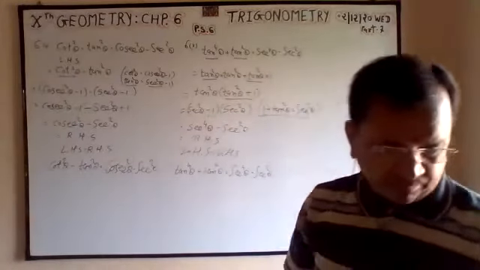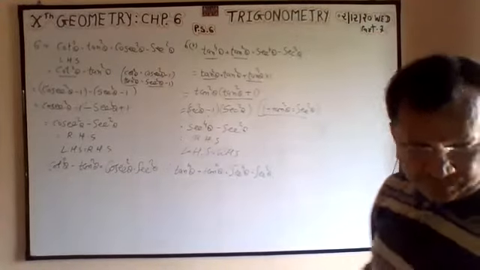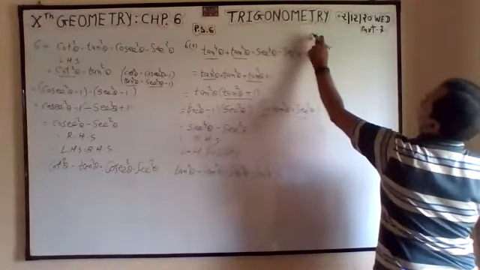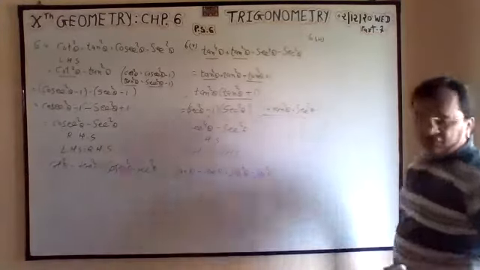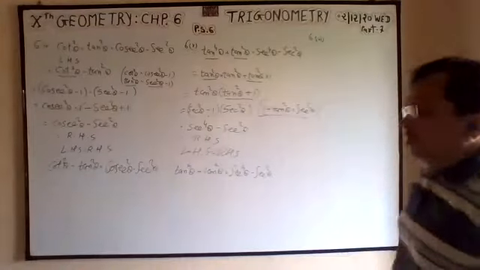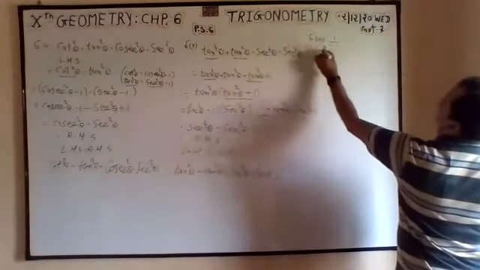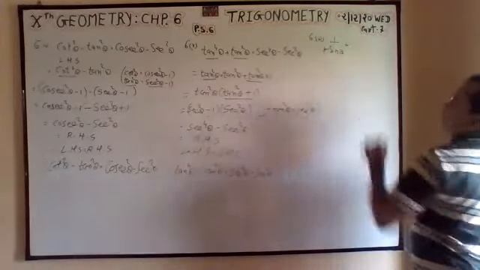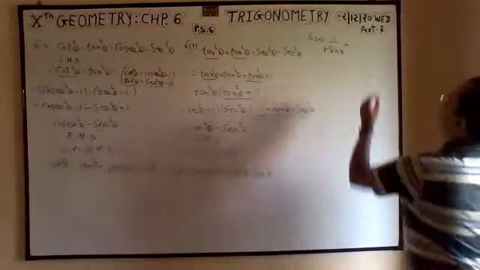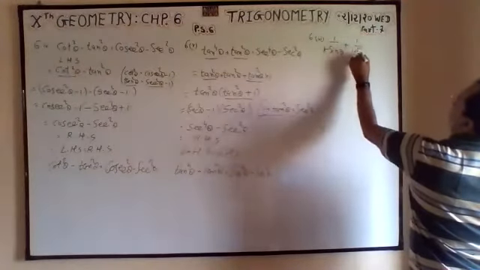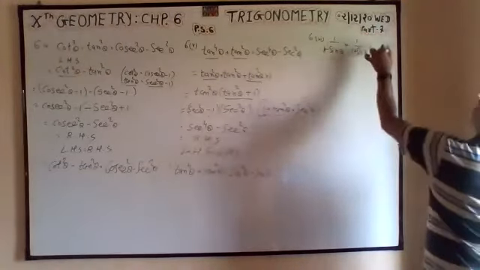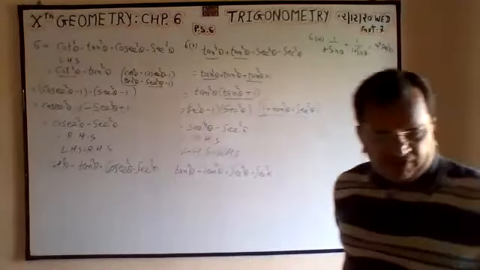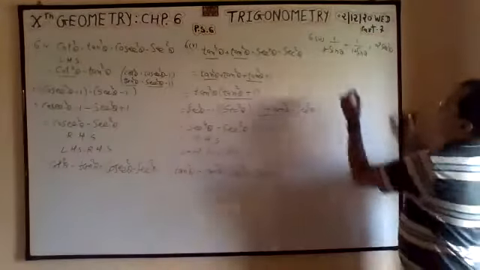Next, sixth: 1 by 1 minus sin theta plus 1 by 1 plus sin theta is equal to 2 sec square theta, that we want. So left hand side.